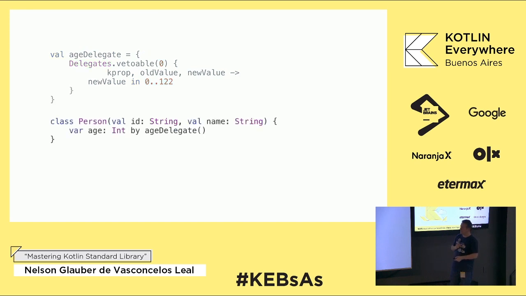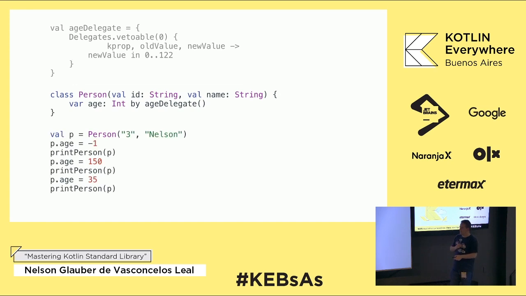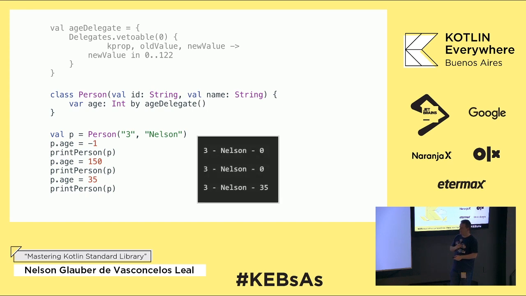And now, in your class, you can declare a property like age by ageDelegate. Imagine that you have, for example, a class Person, and now you have another class called Worker, like the previous example, but it's not an extension. And yeah, you can abstract this logic using a delegate. And if you try to set -1 to the age, or 150, you get 0. This value will not be assigned. So you are encapsulating the logic of the validation of your property in a delegation. Okay?